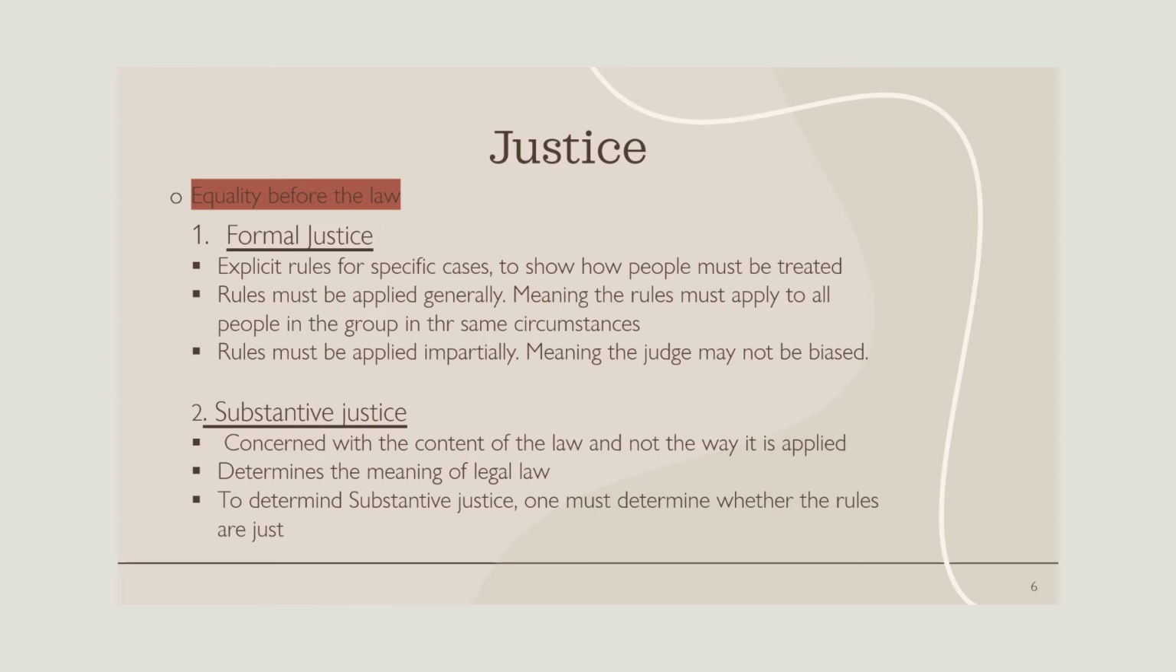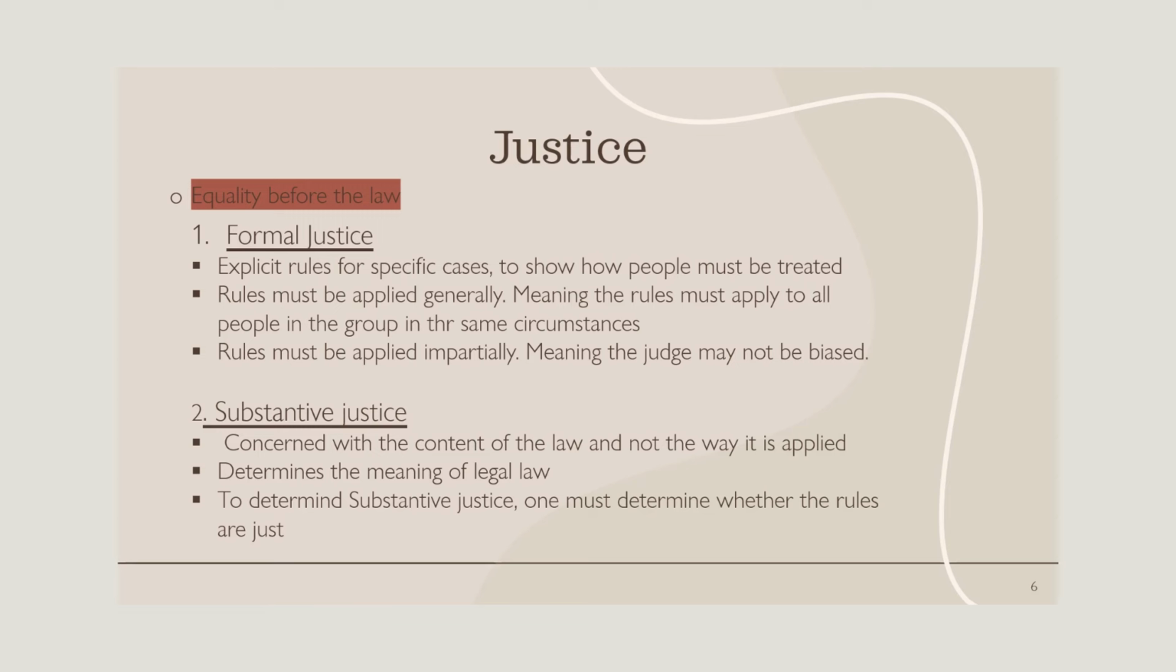Formal justice is explicit rules for specific cases to show how people must be treated. So different cases will have different rules to show you how you need to treat people, whether you're a lawyer, an advocate, a judge. There are different rules for different cases to show you exactly how the people being prosecuted need to be treated. Rules must be applied generally, meaning the rules must apply to all people in the group in the same circumstances. Rules must be applied impartially, meaning the judge may not be biased. So all the rules need to be applied fairly. Basically, formal justice is just fair. The judge must not be biased, the rules must be applied generally, and you need to treat everyone the same.